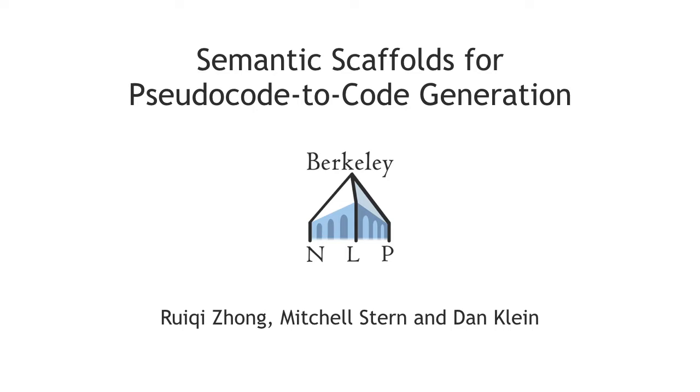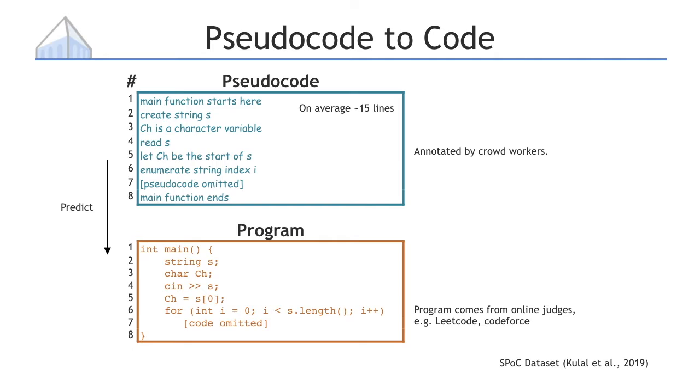Today I'm going to talk about pseudocode-to-code generation, and this is joint work with Mitchell Stern and Dan Klein. In this work, we generate code from pseudocode, which means mapping from the box at the top to the box at the bottom. The code comes from online judges such as LeetCode or Codeforce. Our goal is to generate executable code that can pass the test cases. On average, there are about 15 lines per program, and the longest is 400 lines.